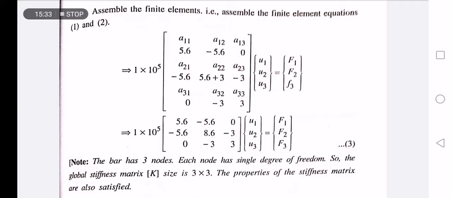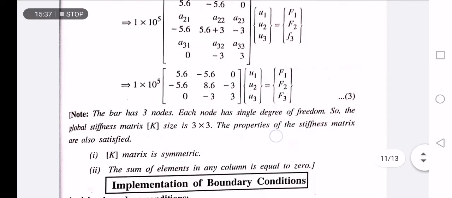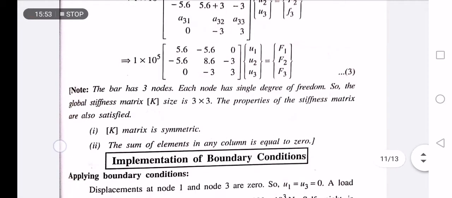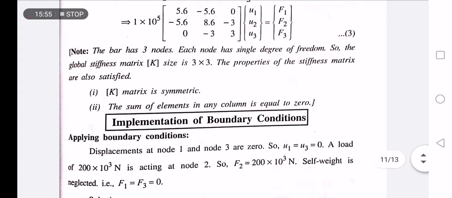Okay. The properties of the stiffness matrix are also satisfied. That is, the stiffness matrix is a symmetric matrix, and the sum of the elements in any column is equal to 0. You can see 5.6 plus minus 5.6 is 0, minus 3 plus 3 is equal to 0, minus 5.6 plus 8.6 minus 3 is equal to 0. So it also satisfies the stiffness matrix properties.